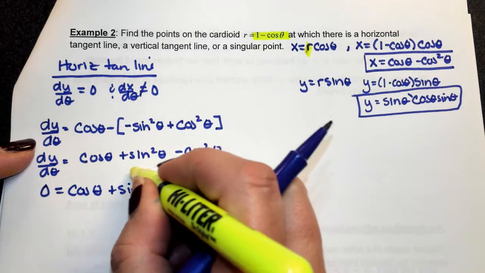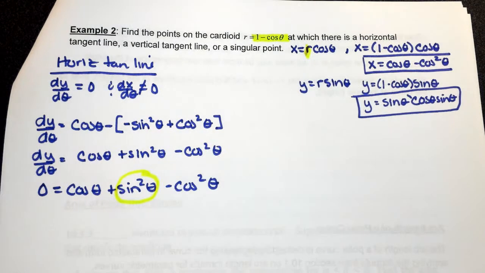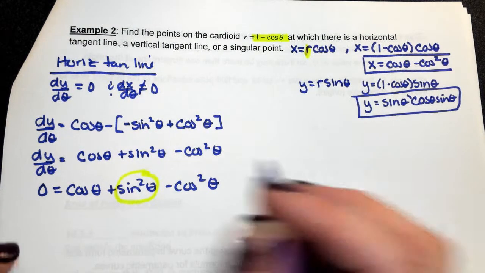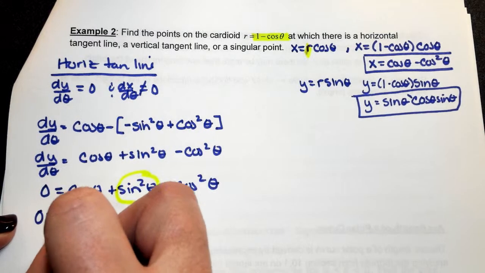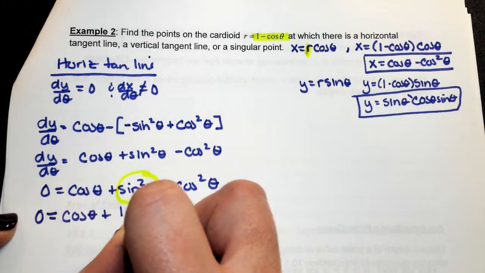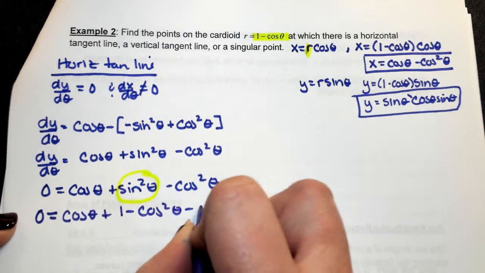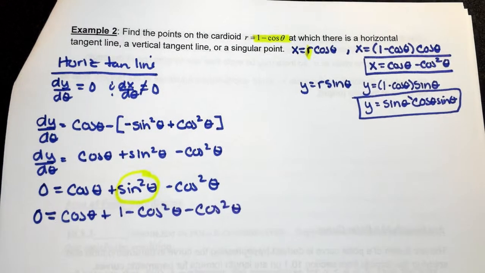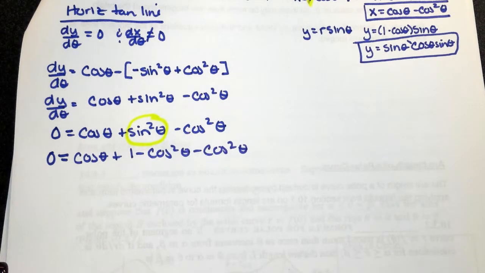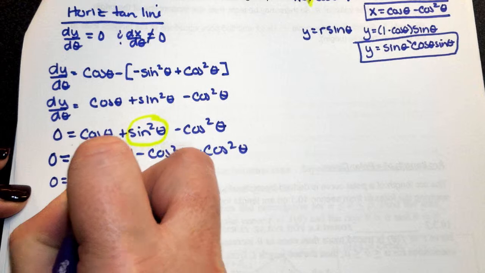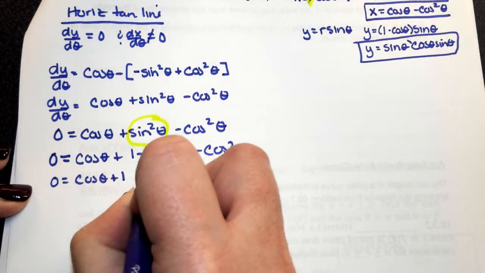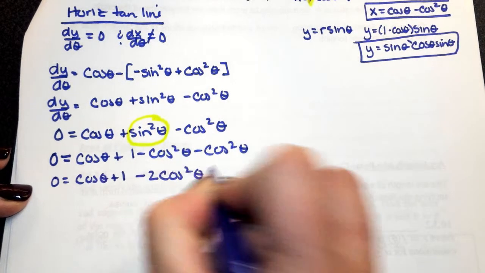What could I do with this sine squared? What is sine squared equivalent to? 1 minus cosine squared. So use that Pythagorean identity. So cosine theta plus 1 minus cosine squared theta minus cosine squared theta. Combine your like terms, so I end up with 0 is equal to cosine theta plus 1 minus 2 cosine squared theta.